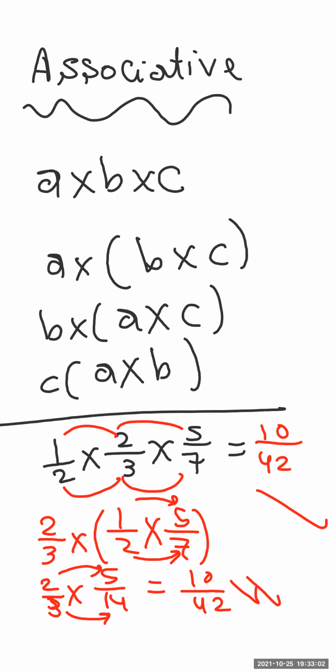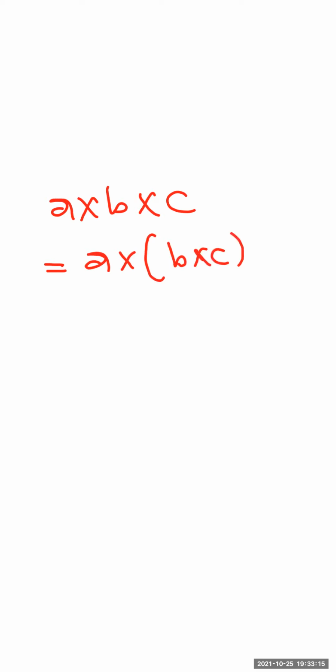Correct. Again, the associative property, guys. Simply A times B times C is the same as A times, between two brackets, B times C. Or otherwise, B times A times C. Nothing will change if I replace the location of the number.